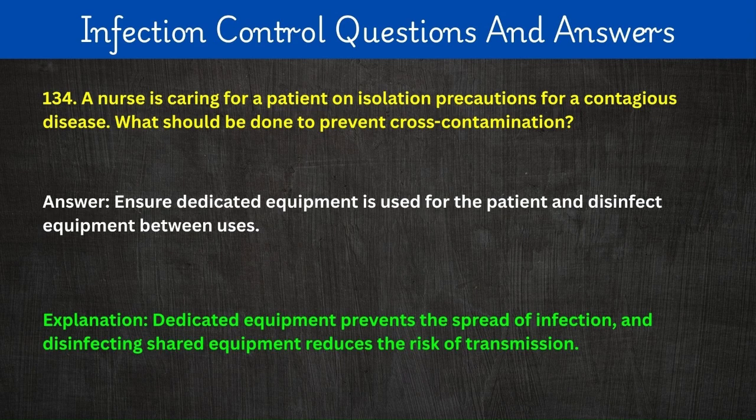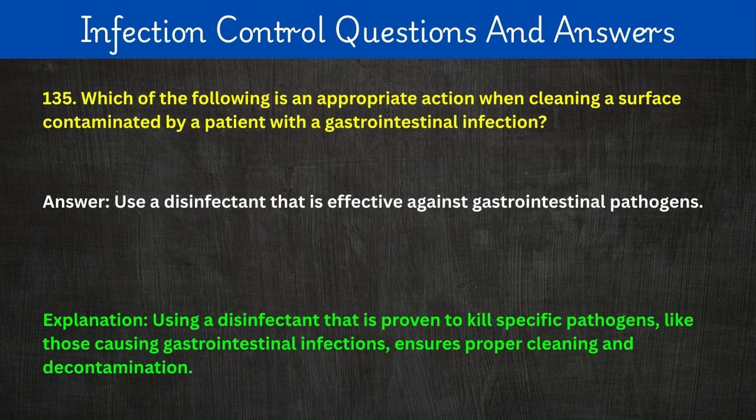134. A nurse is caring for a patient on isolation precautions for a contagious disease. What should be done to prevent cross-contamination? Answer: ensure dedicated equipment is used for the patient and disinfect equipment between uses. Explanation: dedicated equipment prevents the spread of infection, and disinfecting shared equipment reduces the risk of transmission.